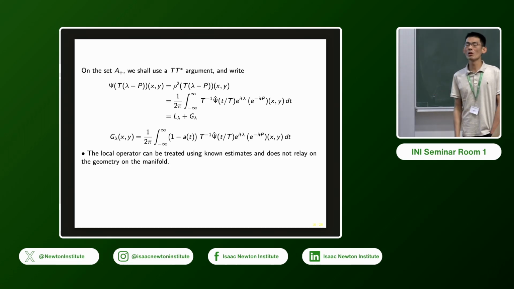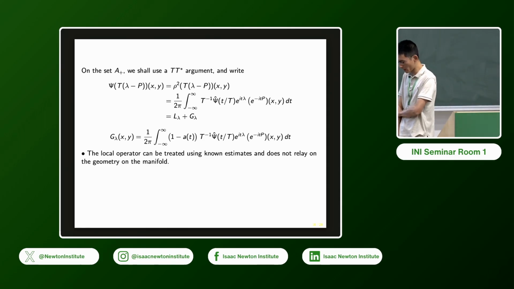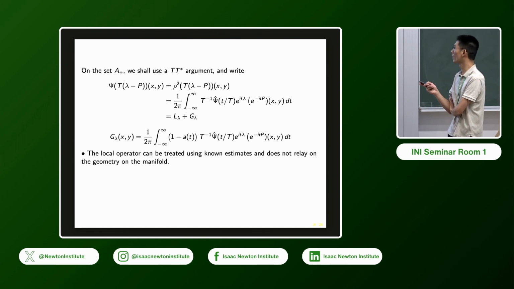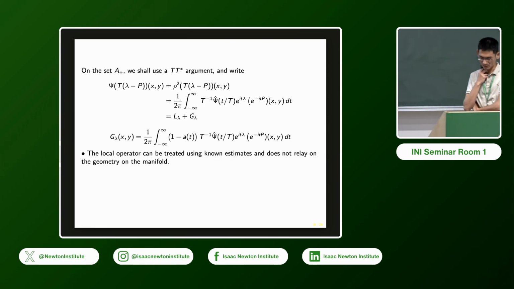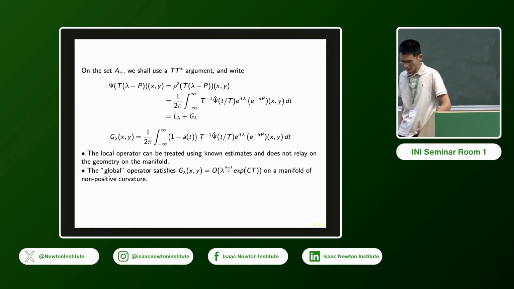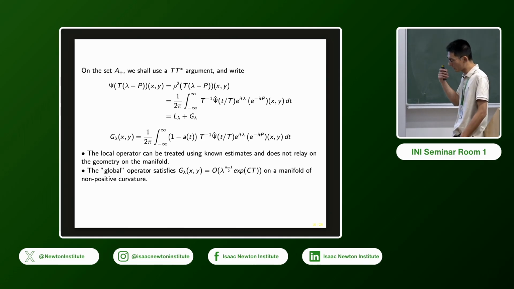The local operator can be treated using the local estimates, and by finite propagation speed, it does not rely on the geometry of the manifold. Additionally, for the local part, we have a gain of 1 over t because of the long-time average. So we automatically gain a 1 over t for the local part, and arguing as before, we can get the estimates.